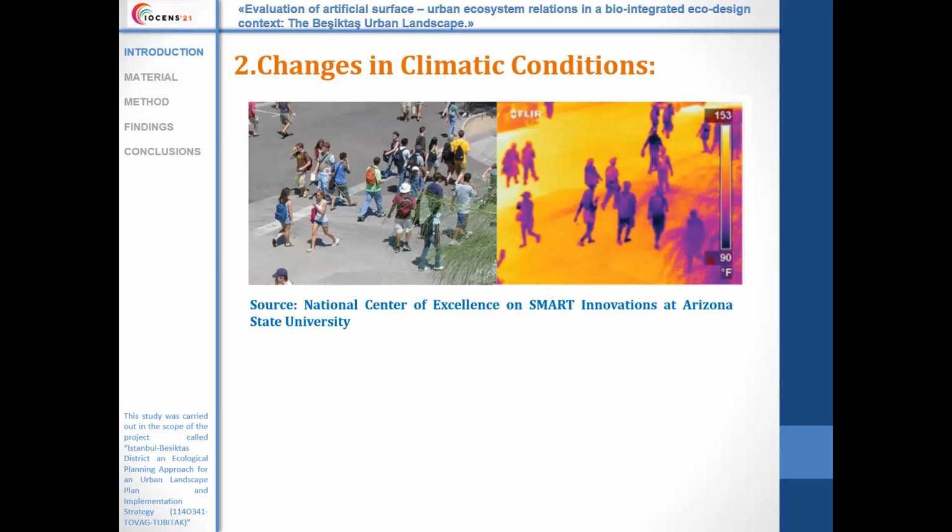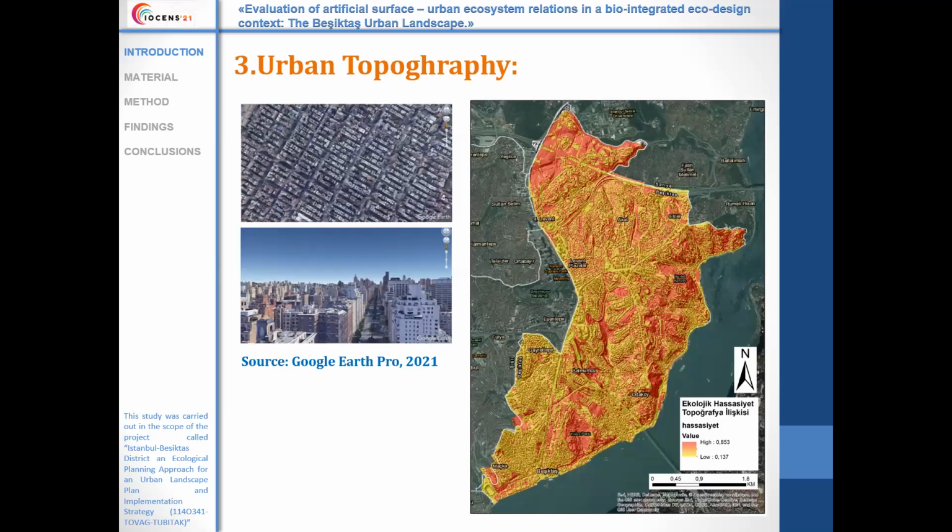Properties such as permeability, color, and texture of artificial surfaces have a direct effect on the size of the urban heat island effect. We can see temperature values of surfaces with different colors on the pavement in the picture. Another important factor that should be considered together with the climatic conditions, and which creates special conditions in the urban ecosystem, is the arrangement of artificial surfaces on both horizontal and vertical scales.